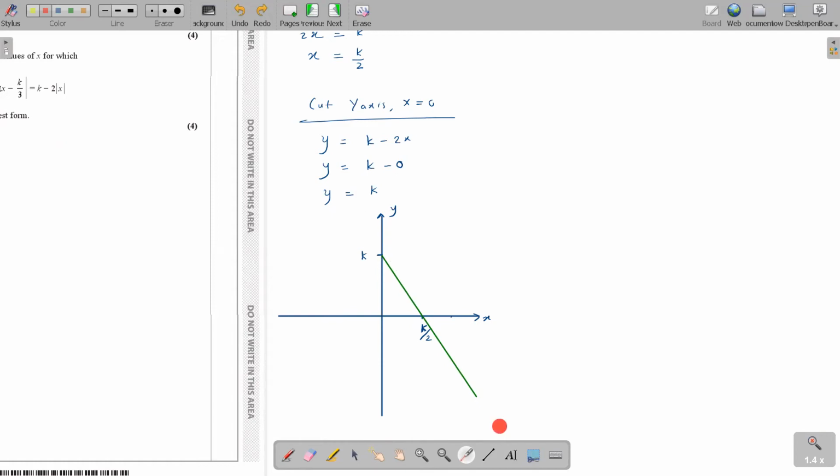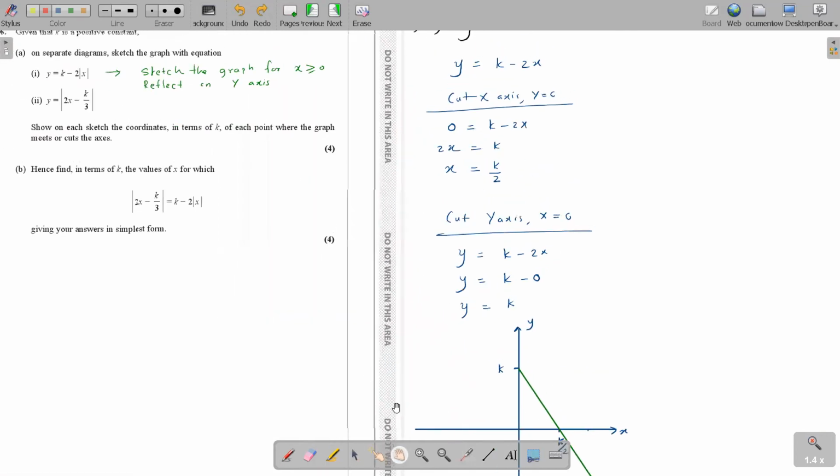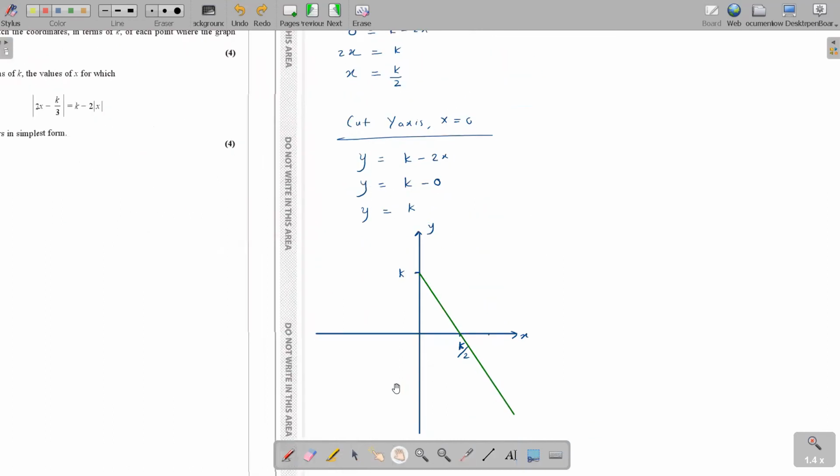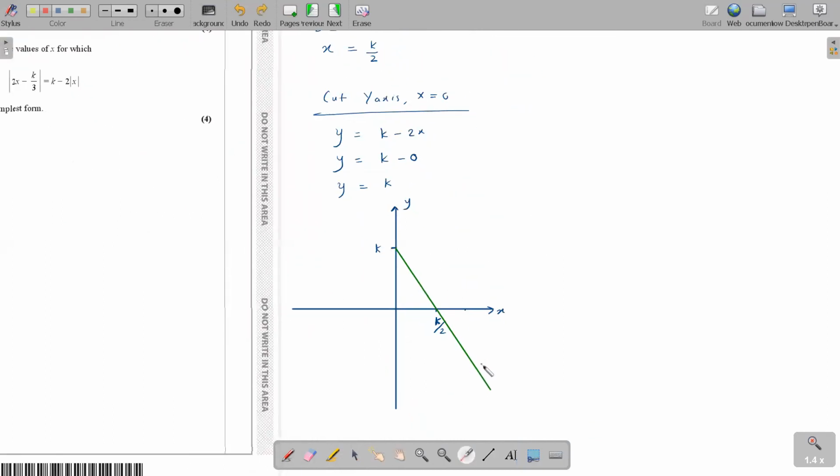So you draw your graph only for the positive x figures, and then the graph you drew must be reflected on the y-axis. This is the graph that I drew, and the y-axis is the mirror line, so just reflect this graph onto the other side. I think you can see how it comes. Obviously the cutting point will become plus k over 2 on one side and minus k over 2 on the other.